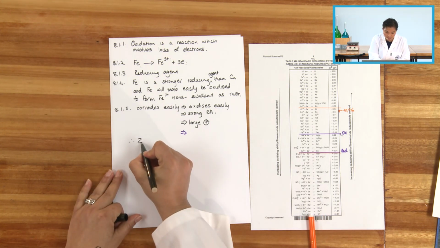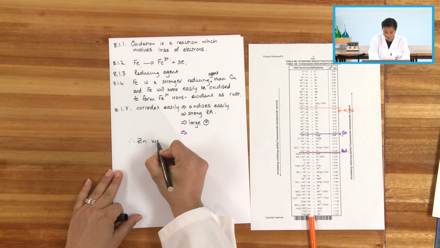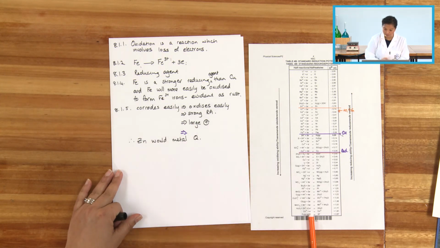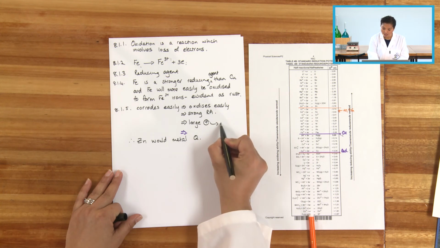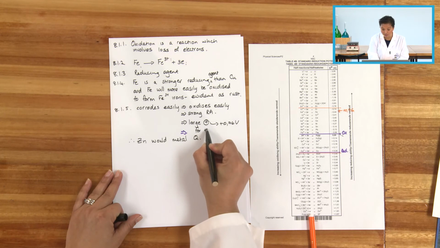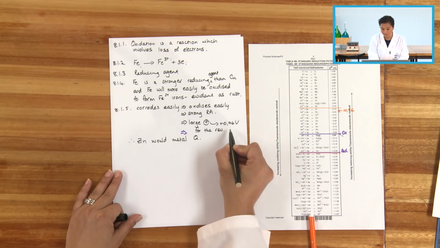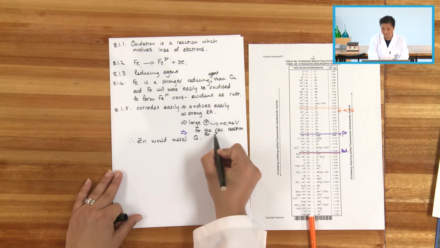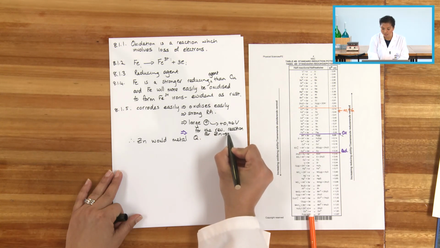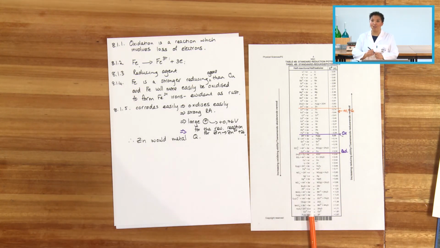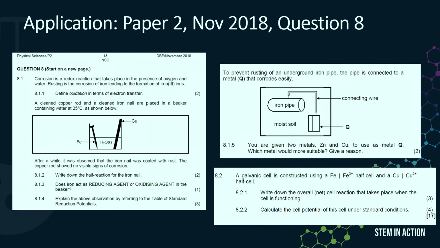Therefore, zinc would be metal Q. So this would be positive 0.76 volts for the reverse reaction. Zinc forming zinc 2 plus plus 2 electrons. That's the corrosion. Question 8.2.